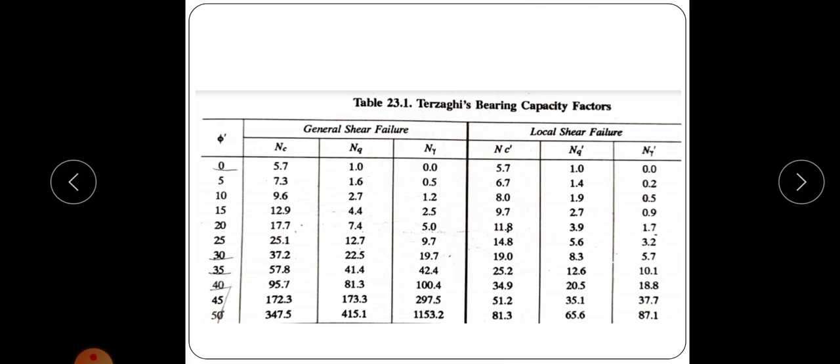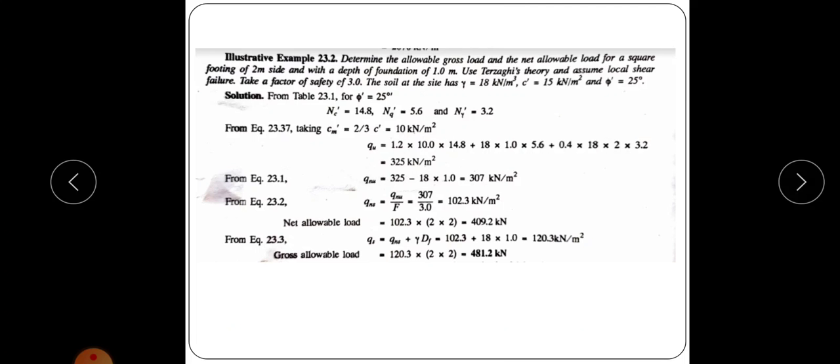So for 25 degree you have to find the values from this section, which is given as local shear failure. So phi is equal to 25 degree, Nc, Nq and N gamma are 14.8, 5.6 and 3.2. So you first write down these values and write down the equation. It is for a square footing. So what is the equation?